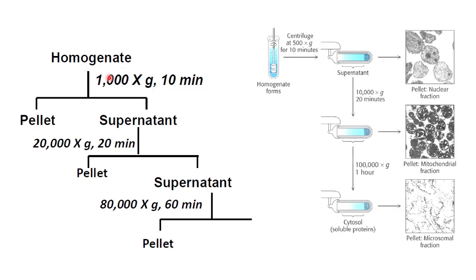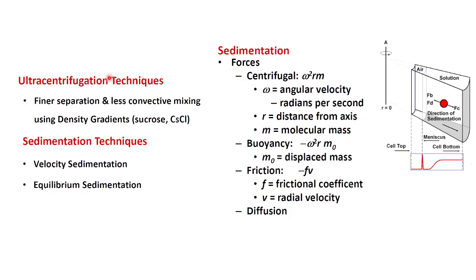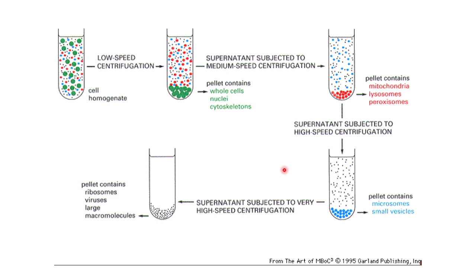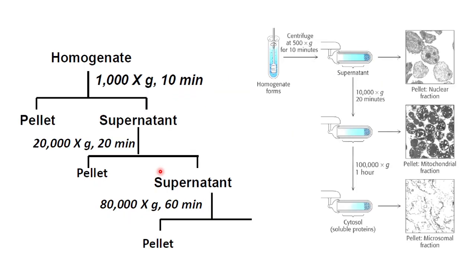So these are the different speeds that you can use to separate the different components, starting with 1000 G for 10 minutes, then 20,000 G, then you have 80,000 G, and then maybe higher, okay, to get all of these in the pellets. And finally in the main solution you have your protein. So this has been mentioned. You centrifuge at 500 G, then 10,000, then 1 lakh G, and then you get the soluble proteins, right? Good.